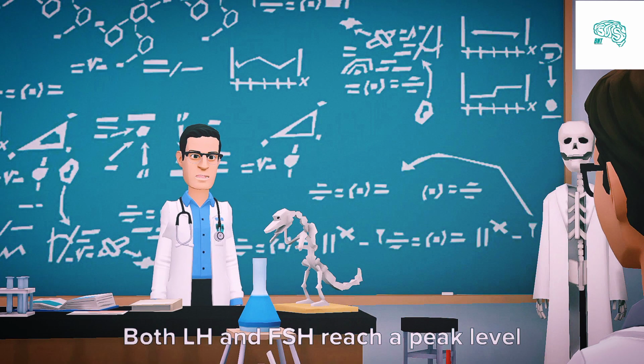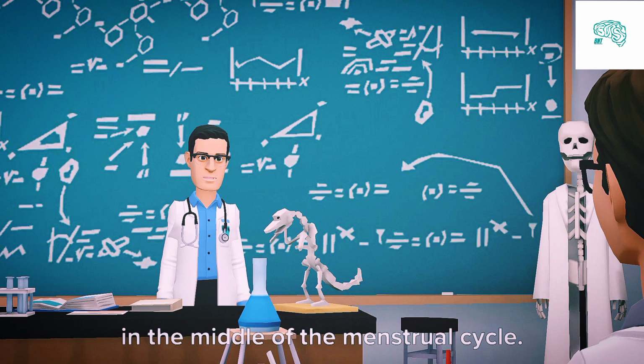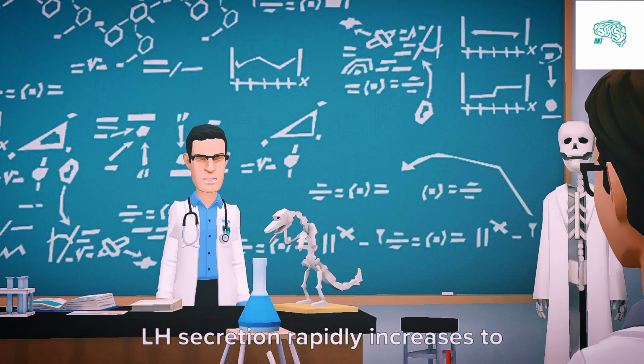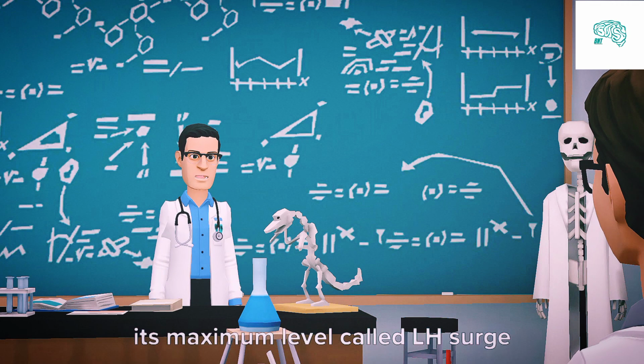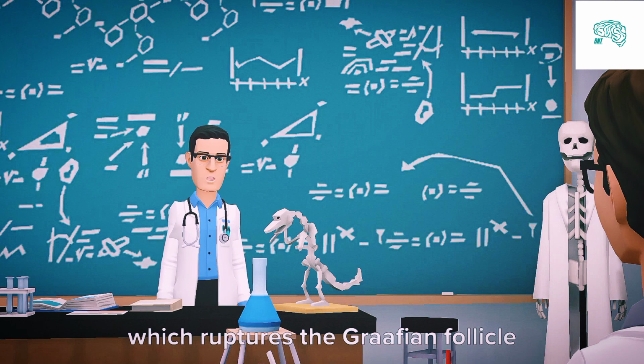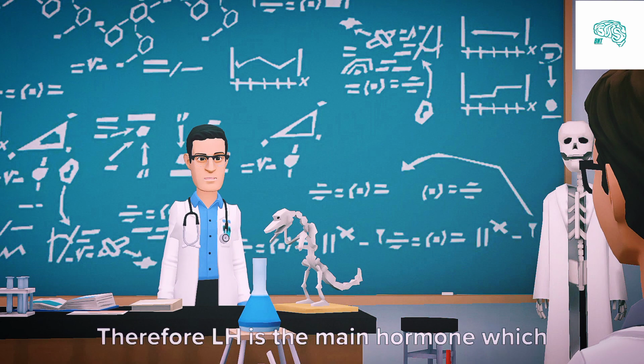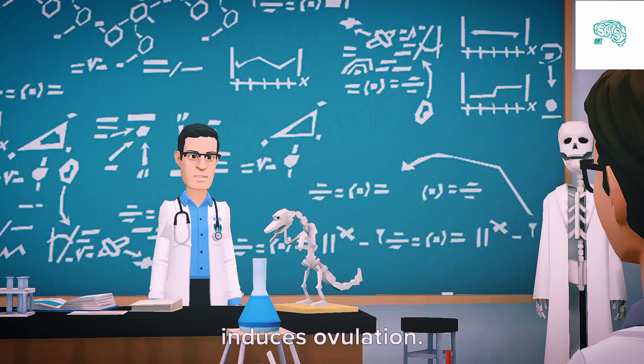Both LH and FSH reach a peak level in the middle of the menstrual cycle. LH secretion rapidly increases to its maximum level, called the LH surge, which ruptures the Graafian follicle and releases the ovum. Therefore, LH is the main hormone which induces ovulation.